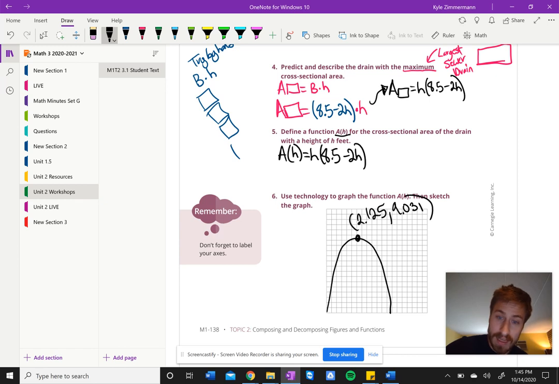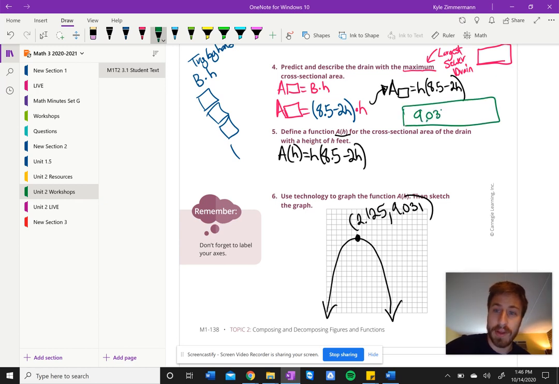So there's this maximum. Voila. So let's go back to number 4. What is the maximum? Well, looking at the graph, the maximum is 9.031. What are we talking about? Feet, and area is squared. Woo! Like a boss.